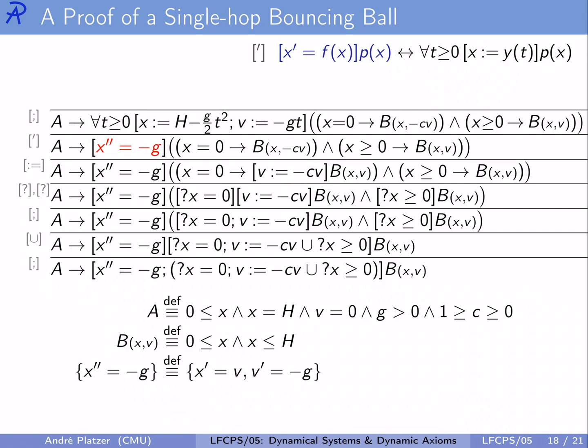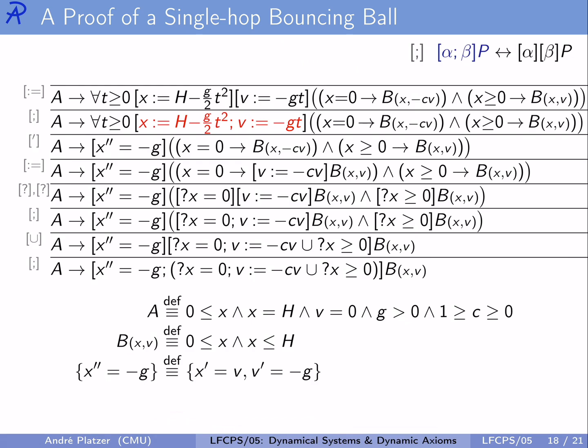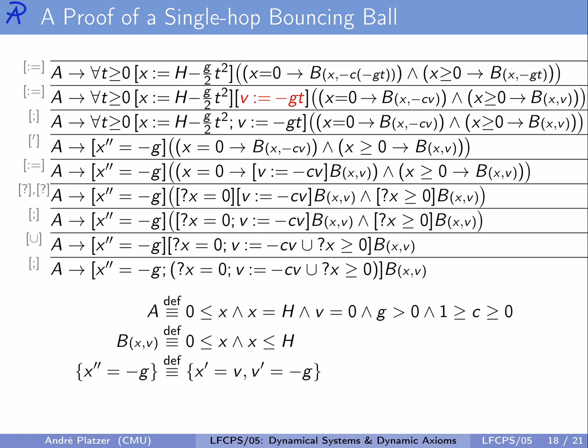Here's the solution of a differential equation. The position is initial height minus g over 2 t squared, and the velocity is changing by minus gravity times time. Again, we have a sequential composition to be worried about. We split that into all behaviors of changing the position, followed by all behaviors of changing the velocity. Remember, in each of those cases, there's exactly only one. Then we use the assignment for the velocity. Velocity occurs here and is replaced by its new value appropriately.